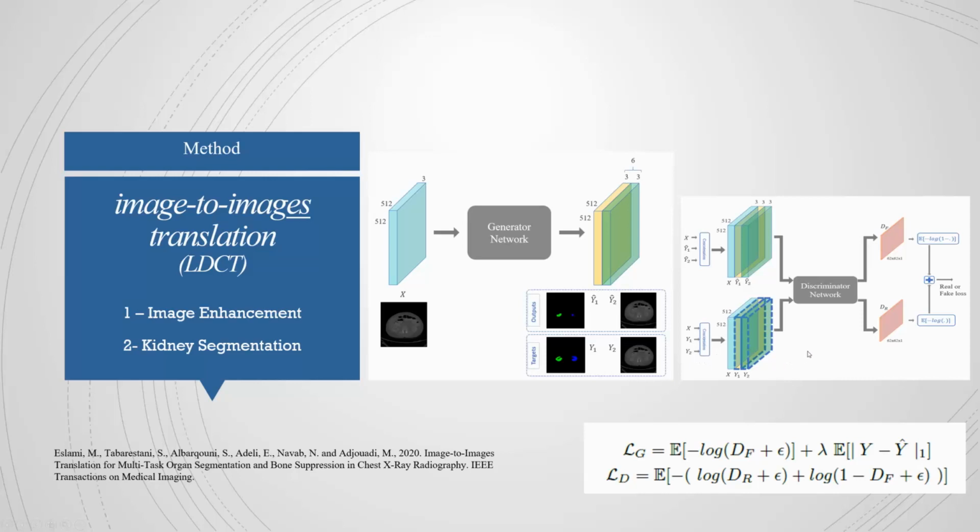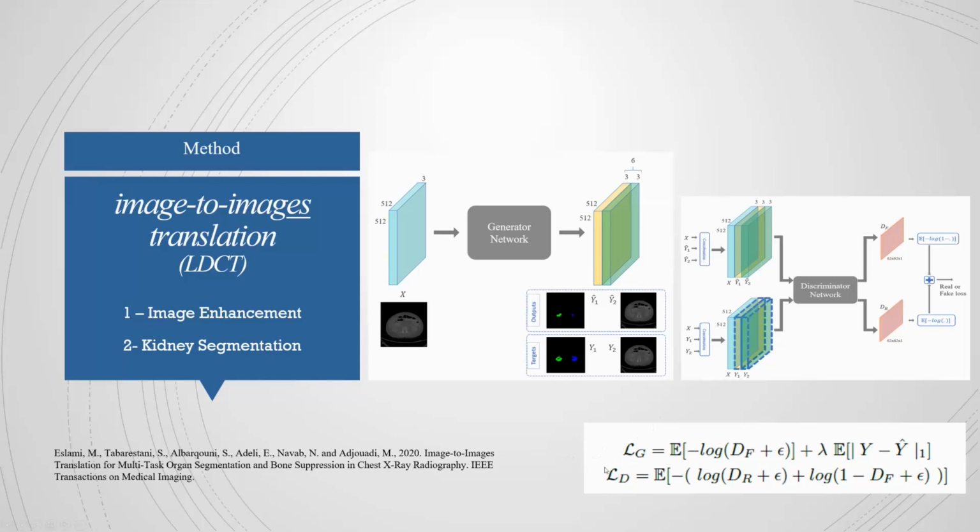If the discriminator is trained perfectly, it will create a D of R matrix of 1 values and a D of F matrix of 0 values. On the other hand, if the generator is successful in fooling the discriminator, D of F would be a matrix of 1 values. The loss functions for training the generator and discriminator are expressed in these equations.